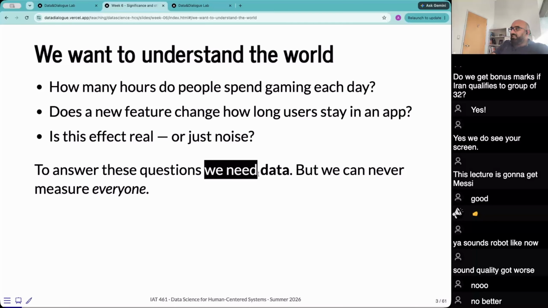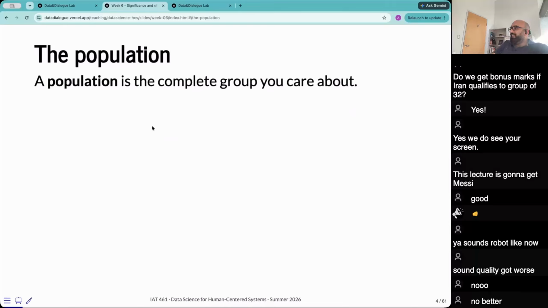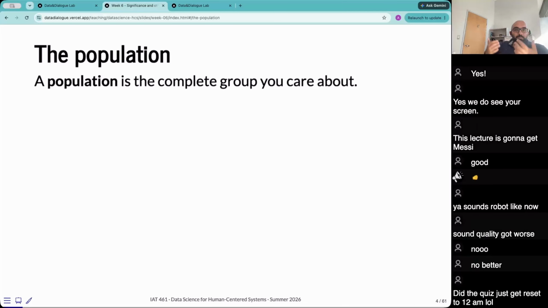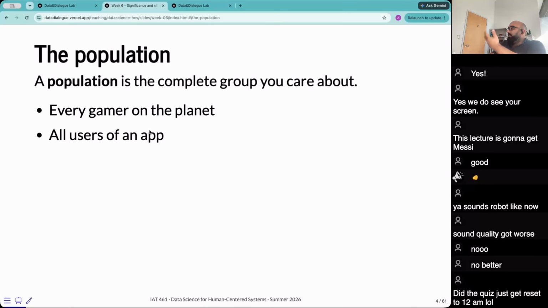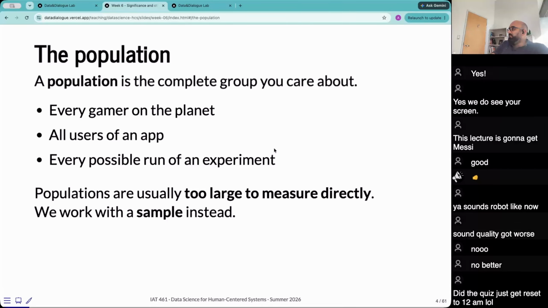So we need data, but we can never measure everyone. That's the idea. A population is the complete group you care about. But we just did the census. That's as complete as it gets. That's the population. For example, every gamer on the planet, all users on an app, every possible run of an experiment, everything. Populations are usually too large to measure directly, too expensive to do it.